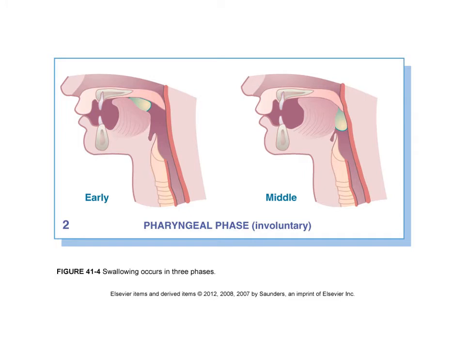So here we can see as we move into the pharyngeal phase, as the food moves, we see this closure so that things can't go up into the nose. And then we're going to see the epiglottis close and the food pass down the back of the throat into the esophagus.